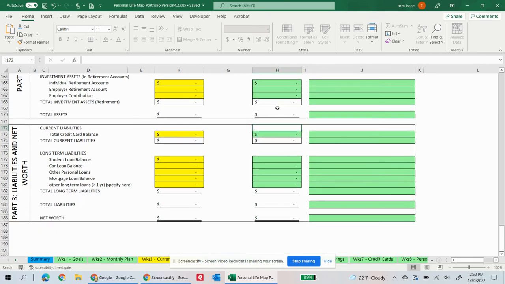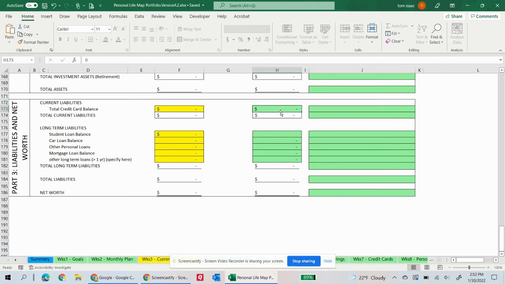Down in the liabilities, this gets a little bit tougher. You're going to have to estimate, if at all, if you have any credit card balance on the day of your graduation. That's going to be a tricky thing to estimate, but estimate as best you can. Explain over here in the explanations. And then student loan balance. We're going to spend more time talking about student loans, but for right now, put your best estimate of what your student loans will be outstanding on the day of your graduation. Car loan, if you have it, other personal loans, mortgage loans, and any other long term loans.